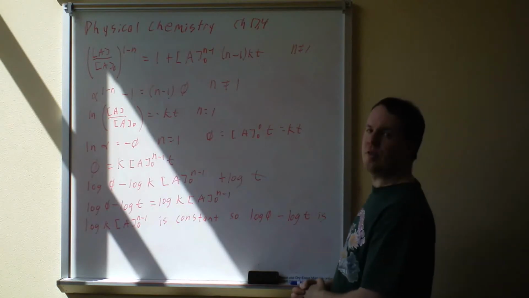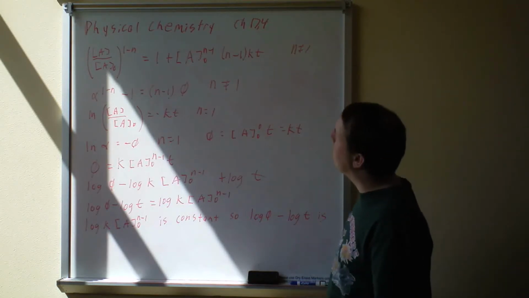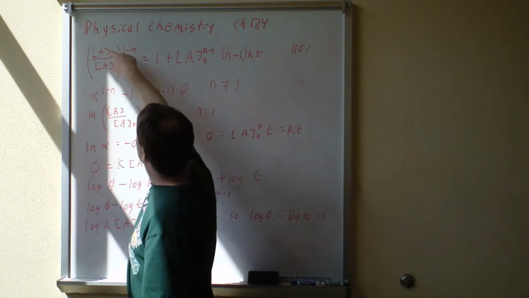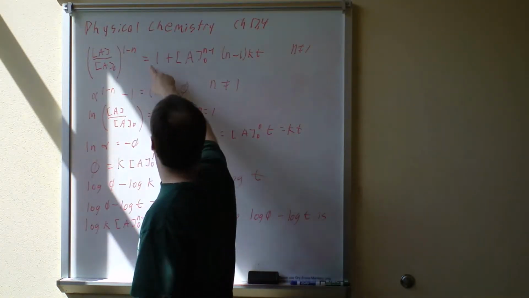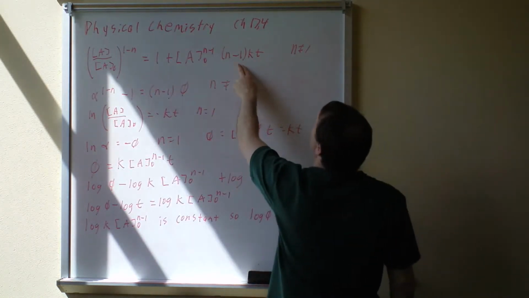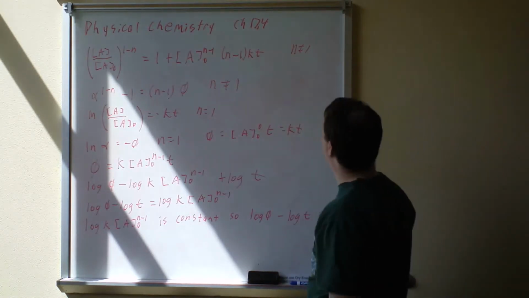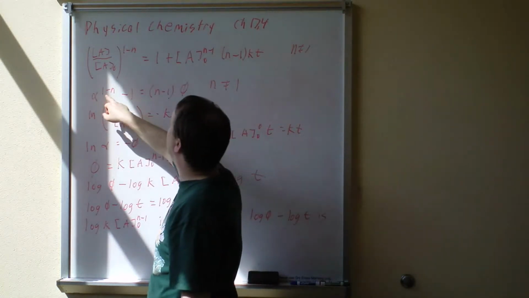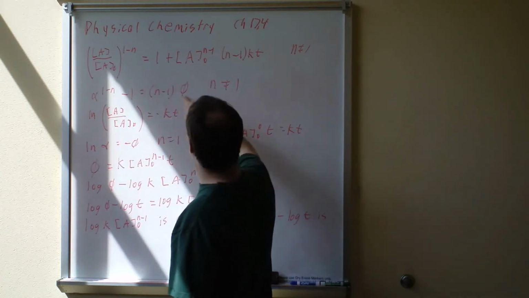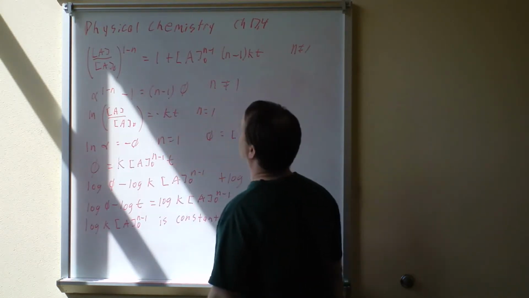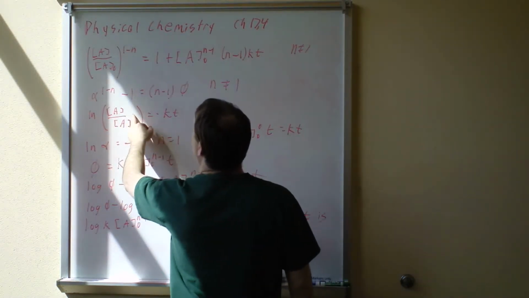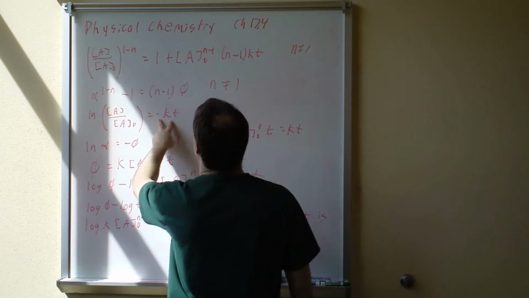Okay, continuing on physical chemistry, the second way of determining rate laws is the Powell method. So we have this alpha here. It's A over A naught to the 1 minus n equals 1 plus A naught to the n minus 1 times n minus 1 KT. This is only true for n not equal to 1. And we have alpha to the 1 minus n, minus 1, is equal to n minus 1 times phi, where n is not equal to 1. So taking the natural log here, we get the natural log of A over A naught equal to minus KT.